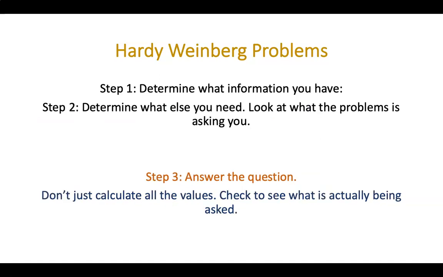And then finally, actually answer the question. Another problem that students have is they just go through and calculate everything, all the p's, all the q's, all the squareds, all of that, and they don't actually answer the question, because they don't always need you to calculate everything. Look at what you're being asked for. If you have calculated everything, be sure to actually address the answer. If the question is asking what is the number of heterozygotes in a population, then you need to address that. Indicate somewhere that you know that that's the number of heterozygotes in a population.